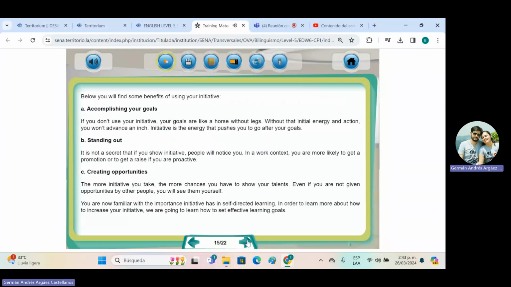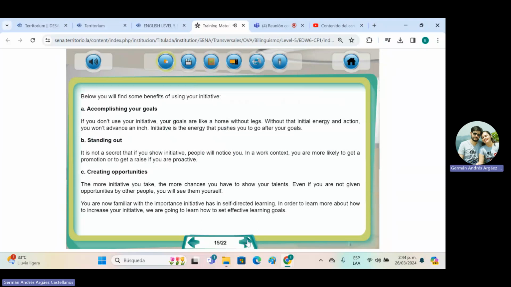Below you will find some benefits of using your initiative. A. Accomplishing your goals. If you don't use your initiative, your goals are like a horse without legs. Without that initial energy and action, you won't advance an inch. Initiative is the energy that pushes you to go after your goals.